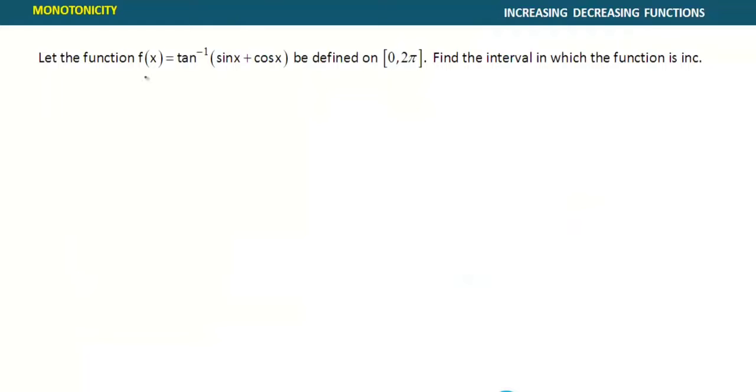Okay, now let's take the question. It says that the function given to you is an inverse function, that is f(x) is equal to tan inverse of sin x plus cos x, right? And x ranges from 0 to 2 pi. You need to find the interval of x where the graph is increasing.